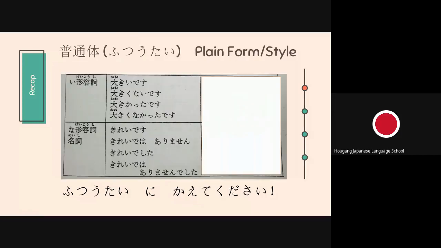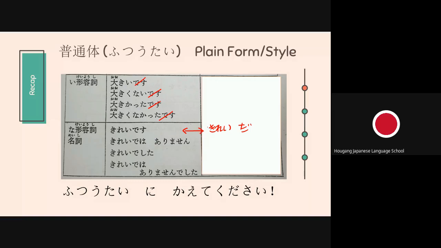Alright, so i-adjective ookii desu, change to ookii. Right? Plain form. Ookikunai. Ookikatta. Ookikunakatta. So that's the one that's off. You changed correctly already. Okay. Now actually a bit different. Kirei desu, change to. Okay, give you a few seconds to think. Okay, change to. I'll write it down here, better. Okay. Kirei da.